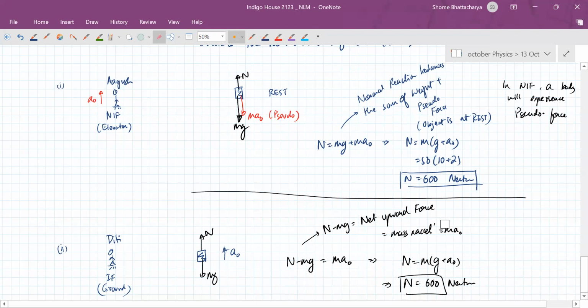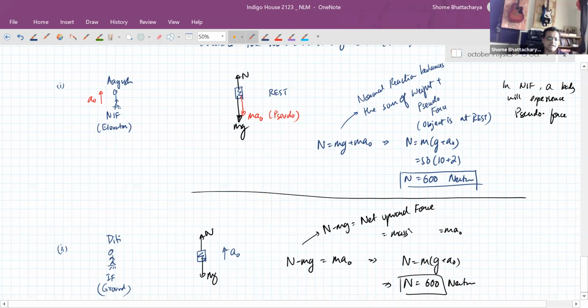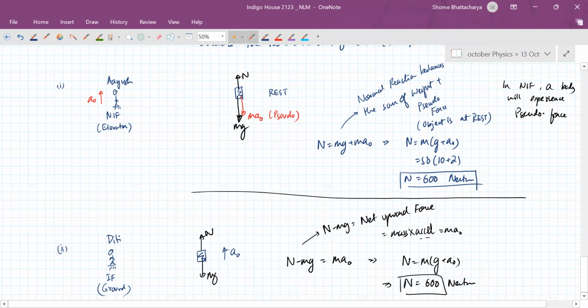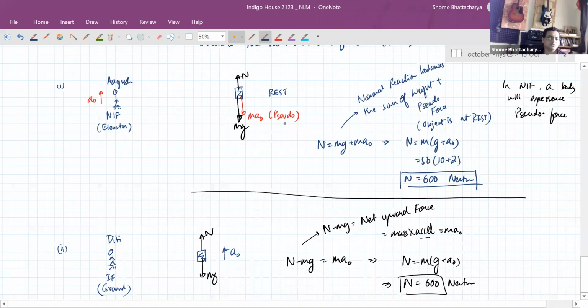Sir, net force is in the direction opposite to acceleration. Now, for example, our lift is going upward, so pseudo will act downward. No, don't confuse pseudo with acceleration over here. This is a different thing, beta. This is the acceleration in the ground frame. While talking with the non-inertial frame, the pseudo force's direction is opposite to the acceleration of the frame.